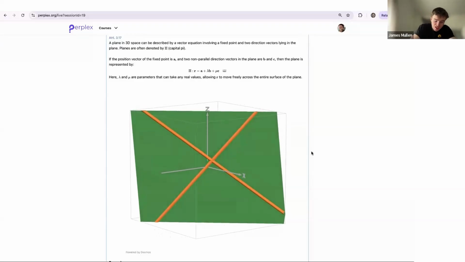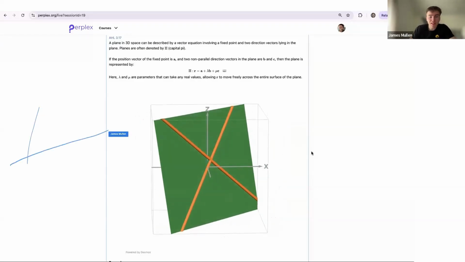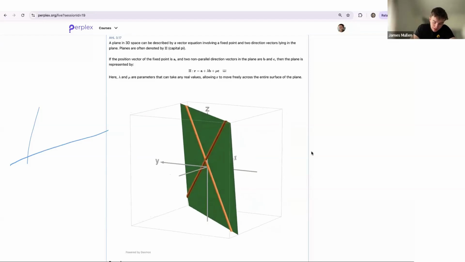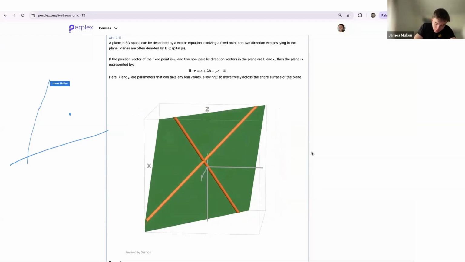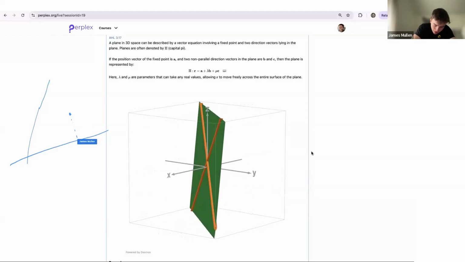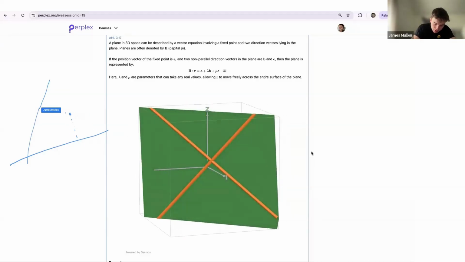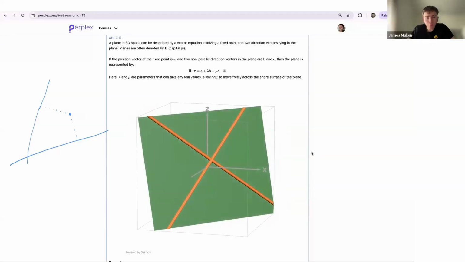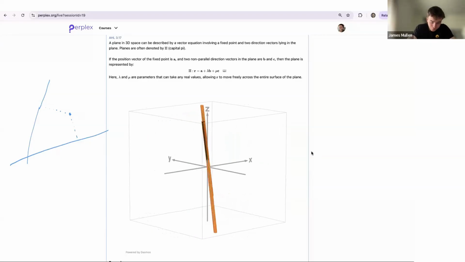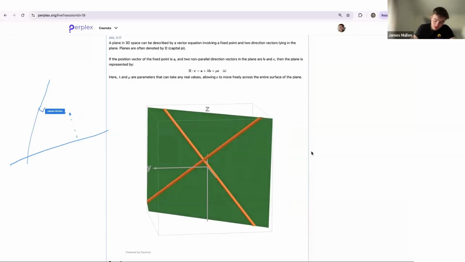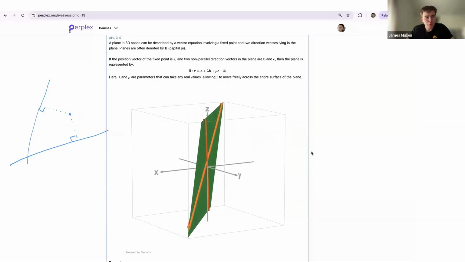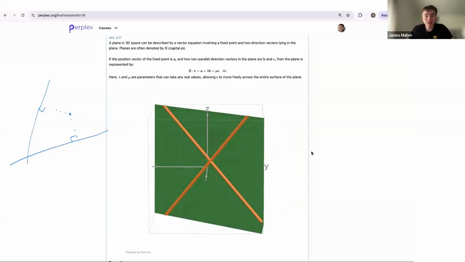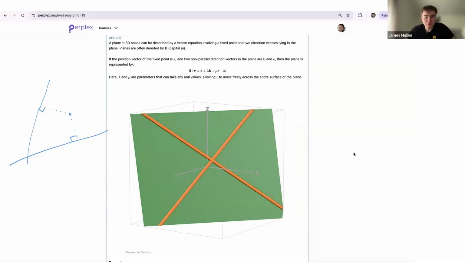But those directions don't actually need to be perpendicular. It's possible, for example, I can say that I get from here to that point by doing this much in this direction and this much in that direction. Okay, perfectly valid way of thinking about how you get to somewhere in the plane, even if you don't have two lines that are perpendicular. They still are going to be what we call a basis for this plane.